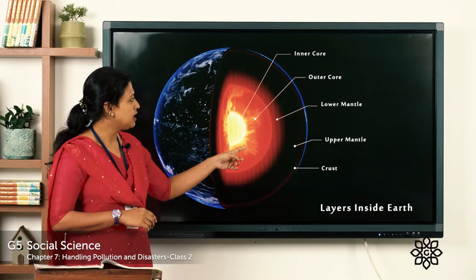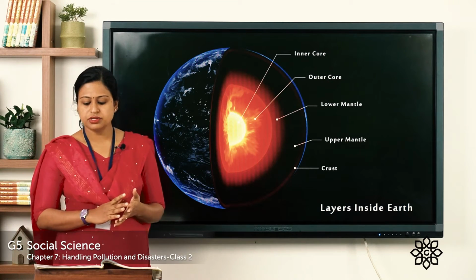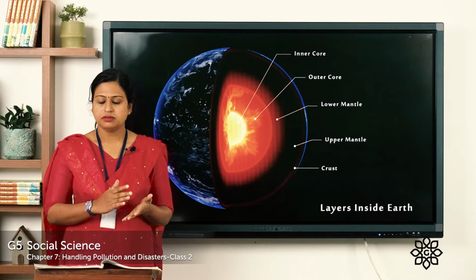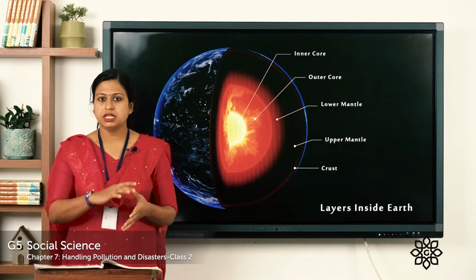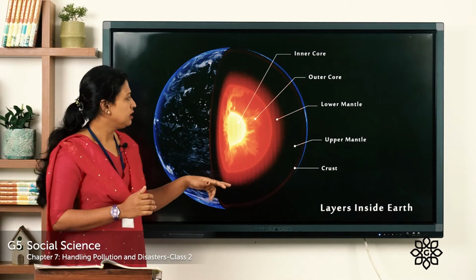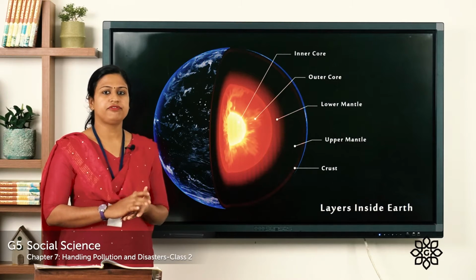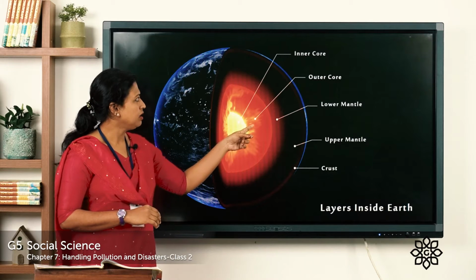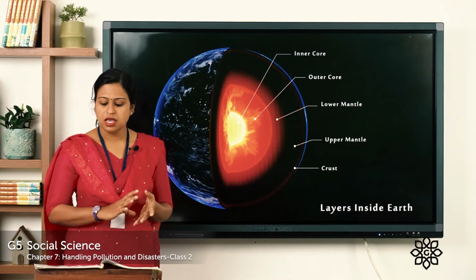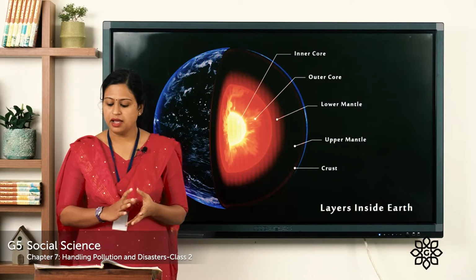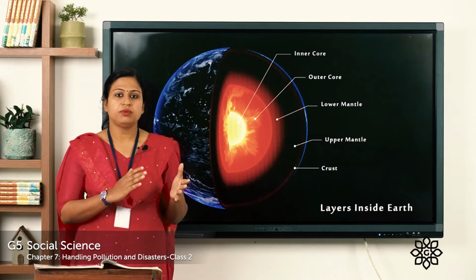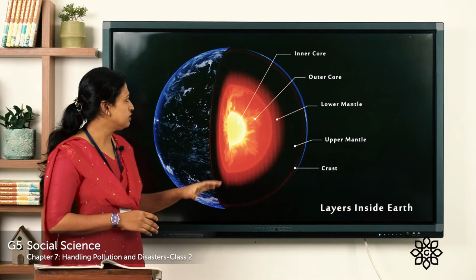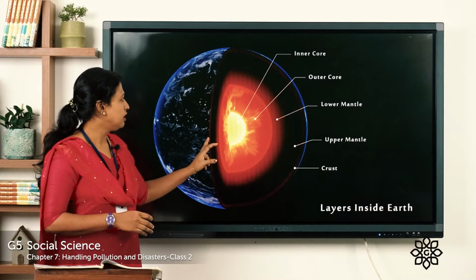Below mantle is outer core. This outer core is very hot and it is made up of hot liquid of nickel and iron. It creates a magnetic field and it covers the earth and keeps it safe from the harmful rays of sun. Below the outer core is the inner core. It is solid nickel and iron. It is very hot and the temperature is around 5000 degrees Celsius. So, this is about the structure of earth.